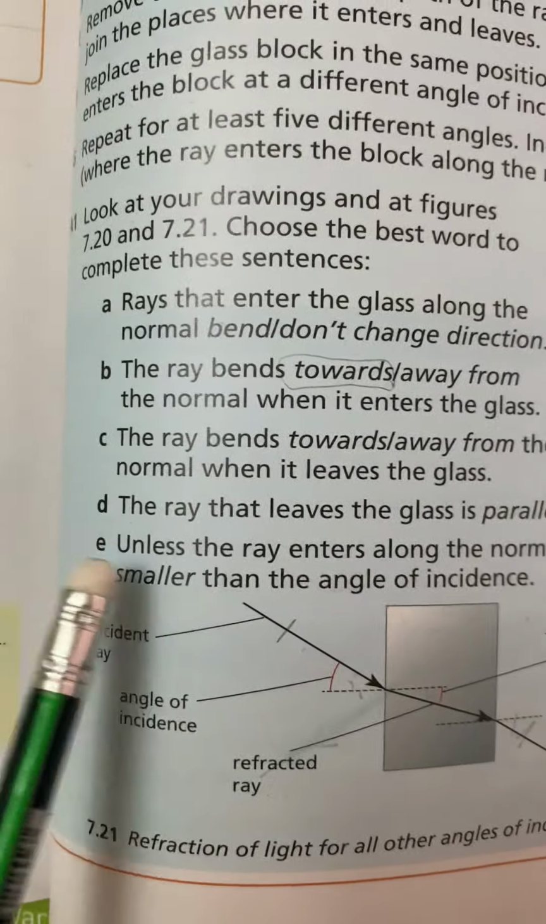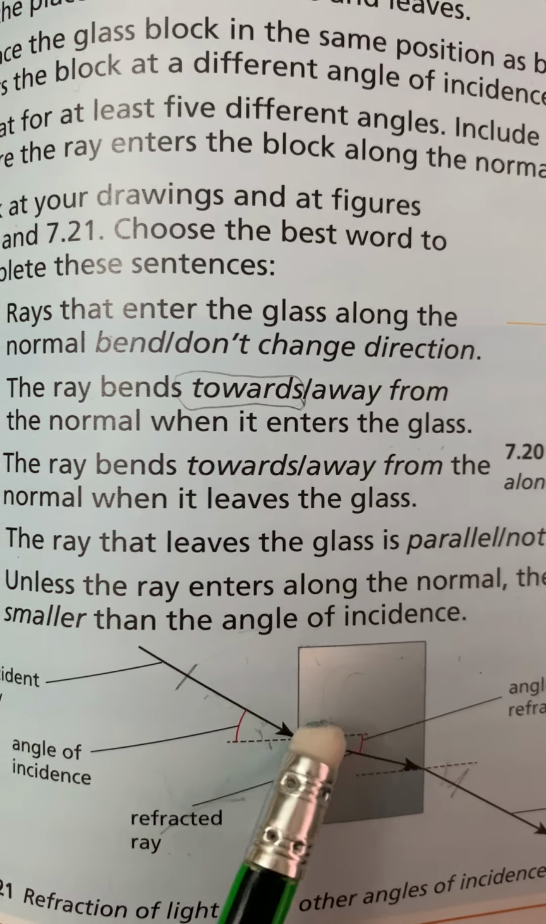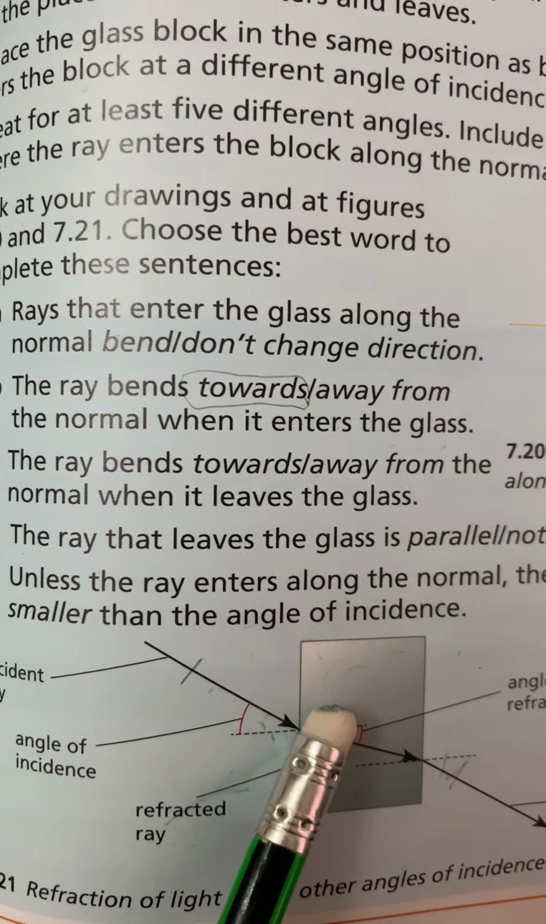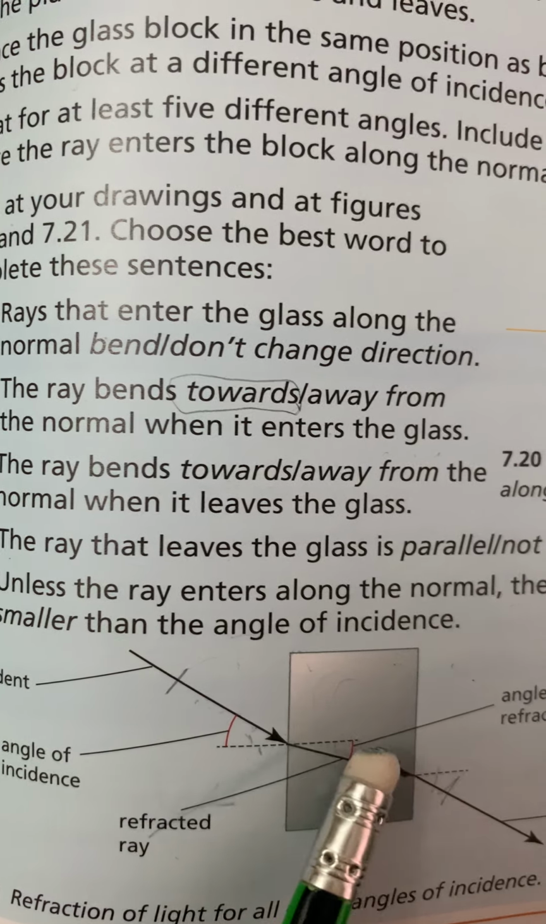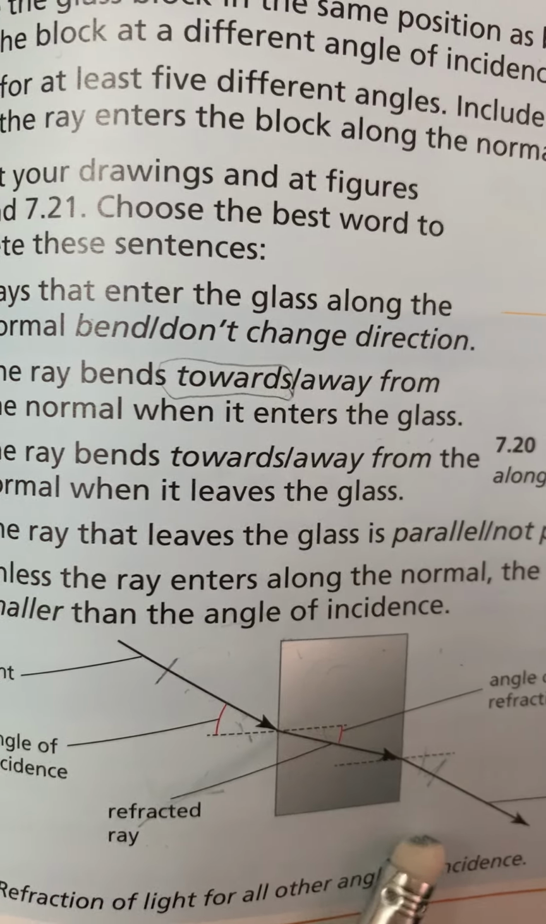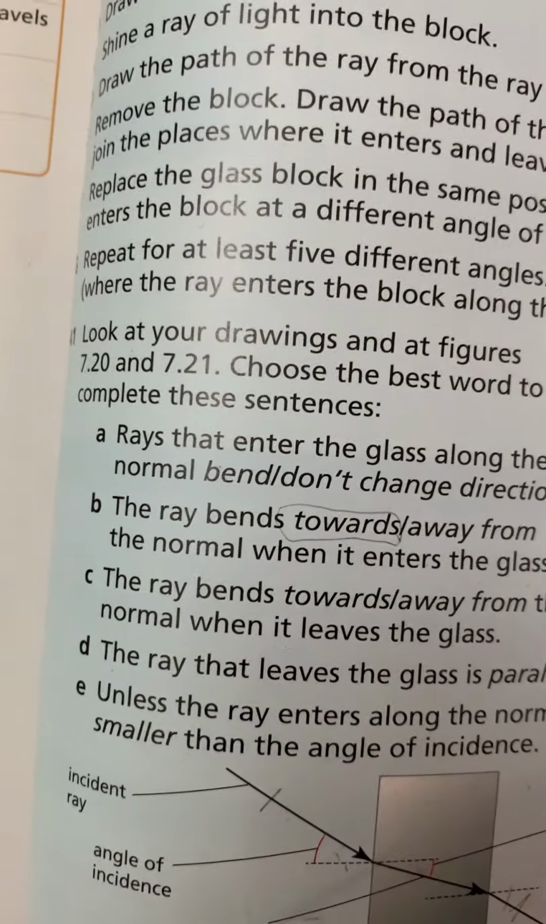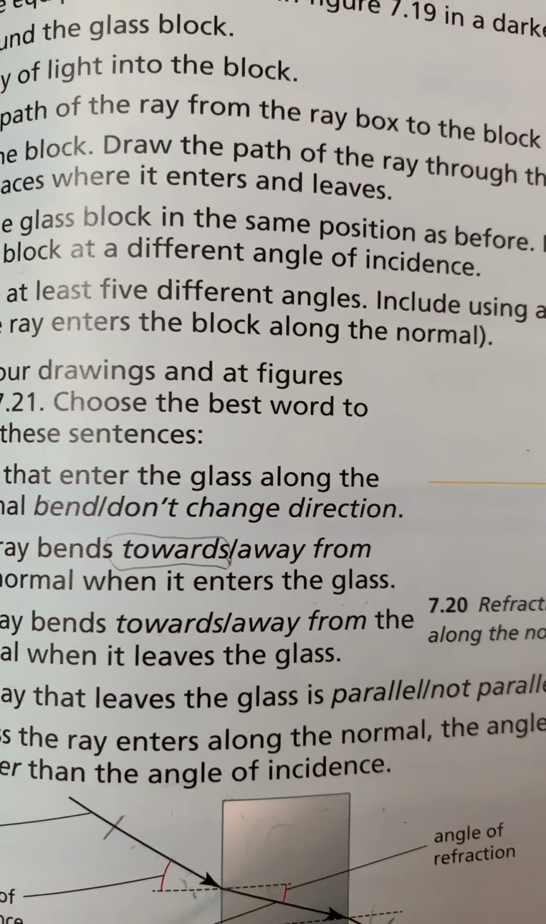So again, when the incidence ray enters the glass, it will bend toward the normal line. The angle is smaller. And when it leaves the glass, it will bend away from the normal line, so the angle will get bigger. Okay, that's what you have to know for today.